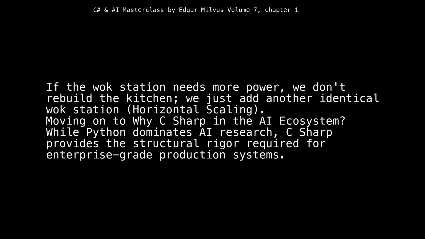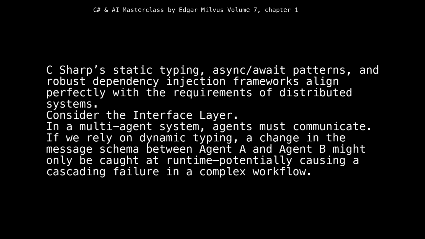Moving on to why C# in the AI ecosystem. While Python dominates AI research, C# provides the structural rigor required for enterprise-grade production systems. C# static typing, async/await patterns, and robust dependency injection frameworks align perfectly with the requirements of distributed systems.